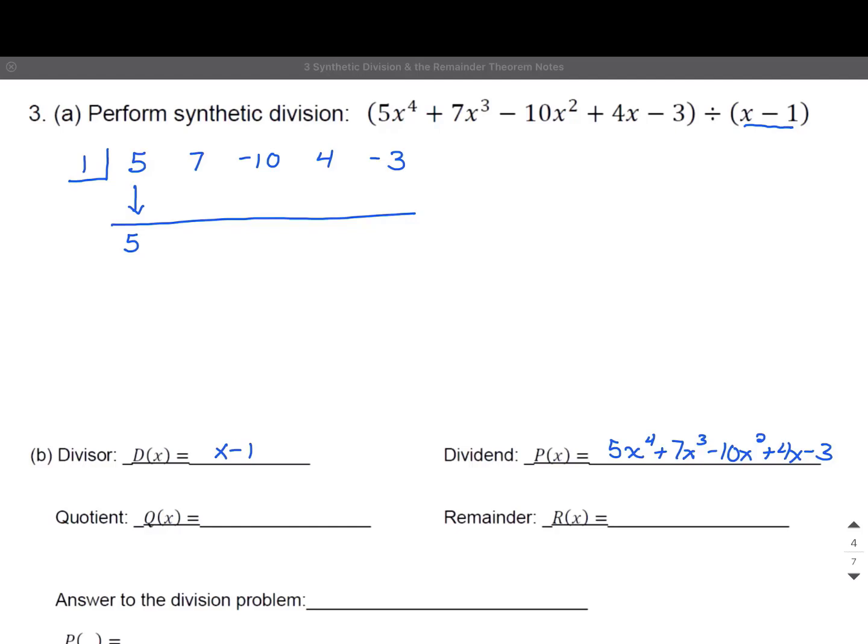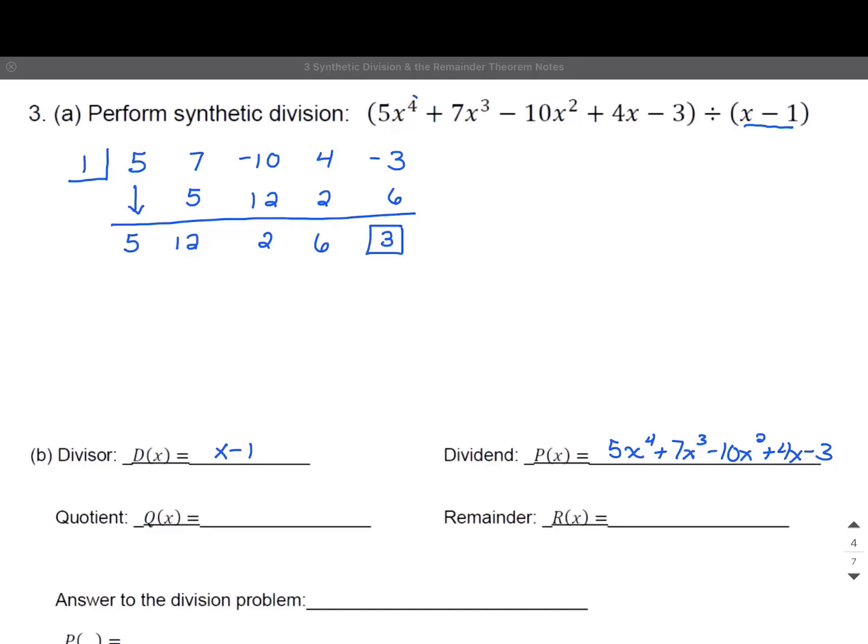Now we multiply. 1 times 5 is 5, add, we get 12. 1 times 12 is 12, add, we get 2. 1 times 2 is 2, add, we get 6. 1 times 6 is 6, add, we get 3.